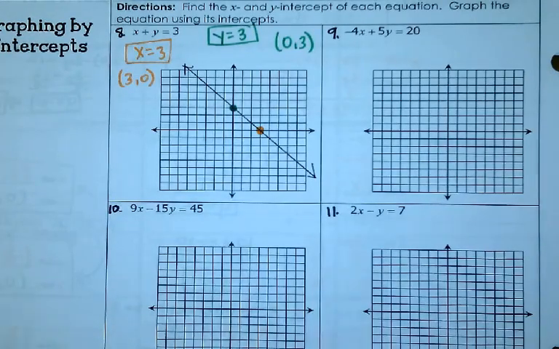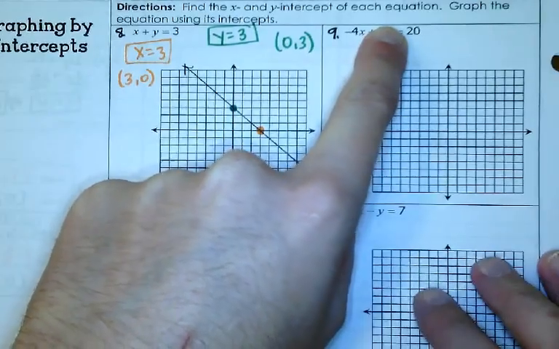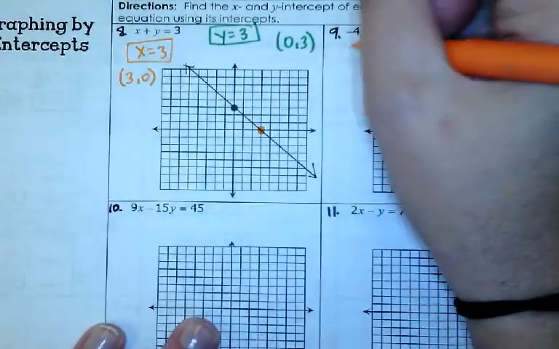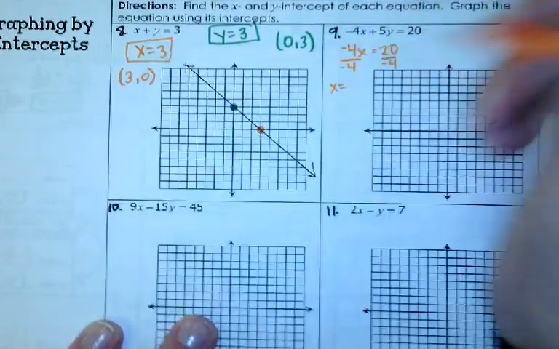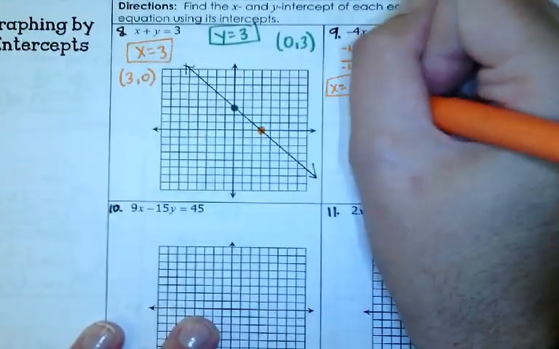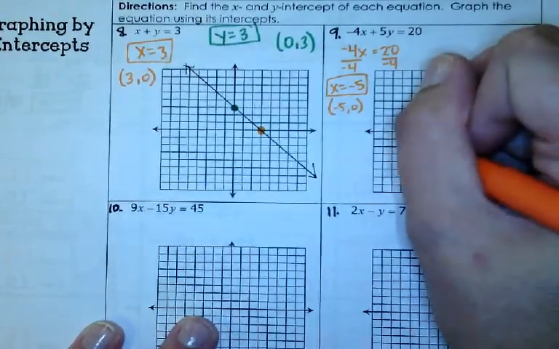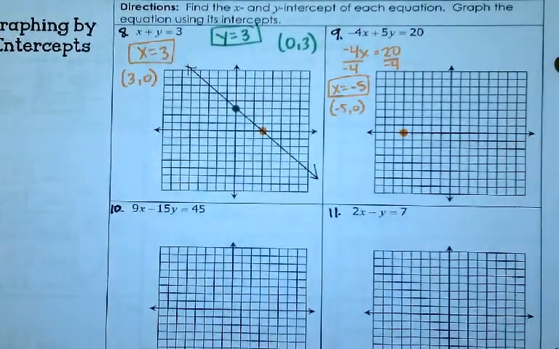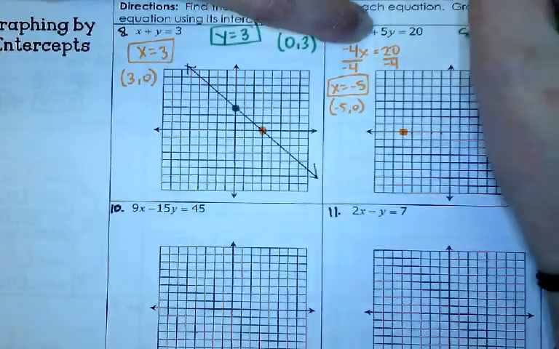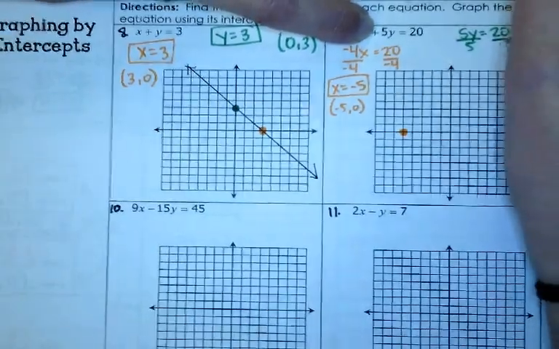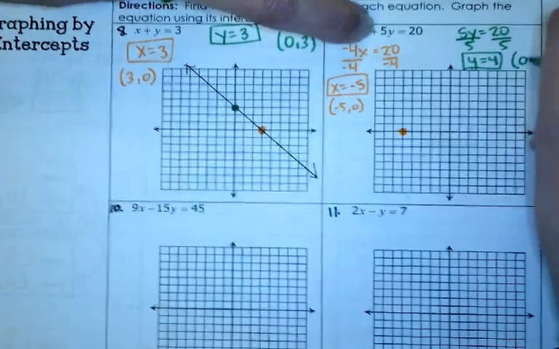So here we go. For number 9, if we cover and solve here, that's going to be negative 4x equals 20. You divide both sides by negative 4. So what is my x equal to? Negative 5. So I'm going to graph the point negative 5, 0. So that's 1, 2, 3, 4, 5. Okay? Then we're going to cover and solve for the y here. So that becomes 5y equals 20. Divide both sides by 5. My y is equal to 4. So I'm going to graph the point 0, 4. 1, 2, 3, 4.